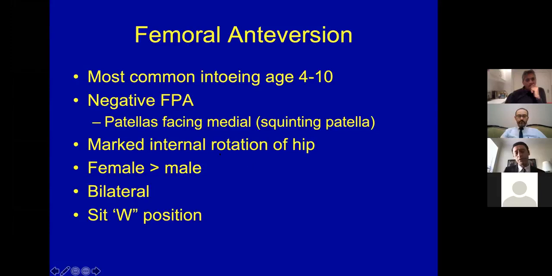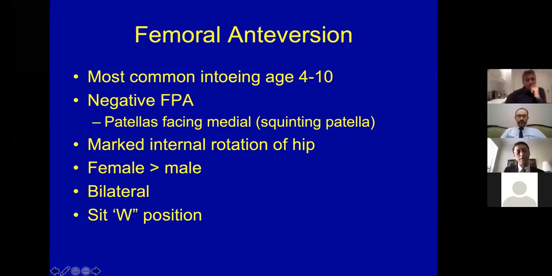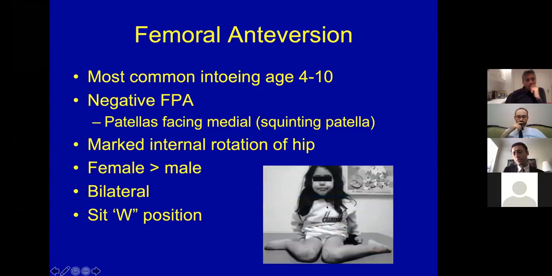And you have marked internal rotation of the hip compared to the external rotation. It's more common in female than male, and bilateral. And the classic is the TV sitting position, or the W position sitting of the child. Most of the kids sit that way, watching movies, watching the TV, and this contributes to the increased deformity of the femur.